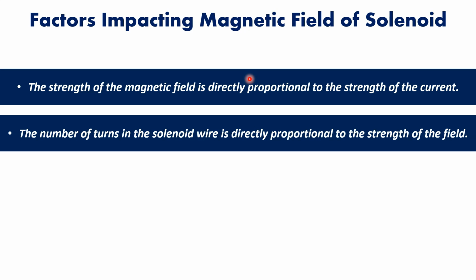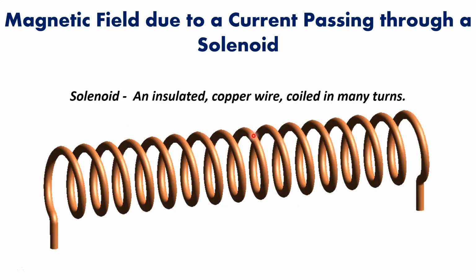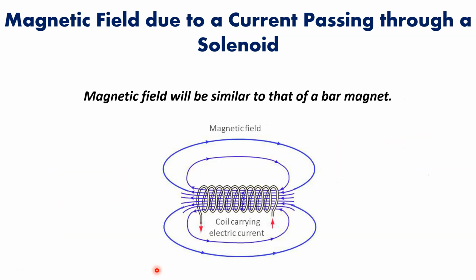The strength of the magnetic field in a solenoid is directly proportional to the strength of the current, and the number of turns of the solenoid wire is also directly proportional to the strength of the field. So if the solenoid has more turns, then the magnetic field will be even stronger. If it has fewer turns, it won't be as strong.